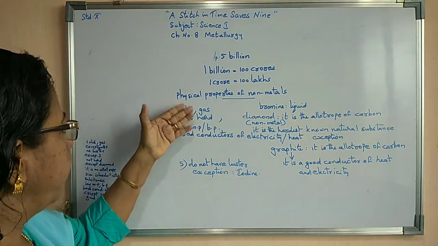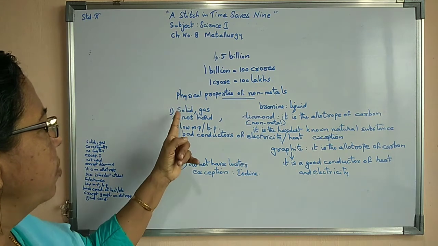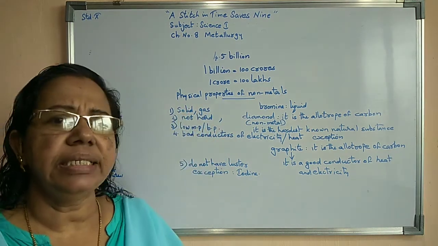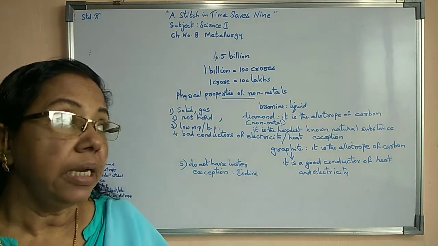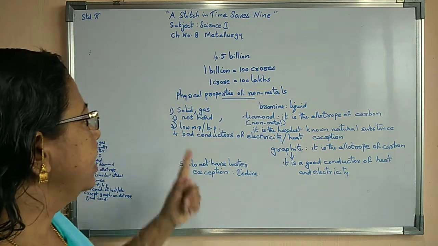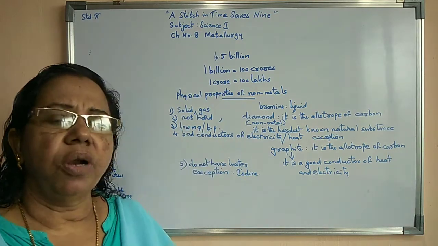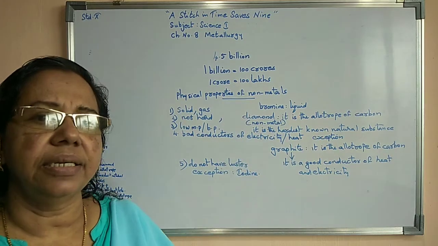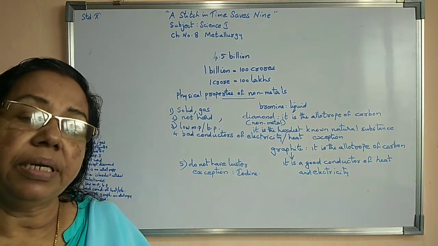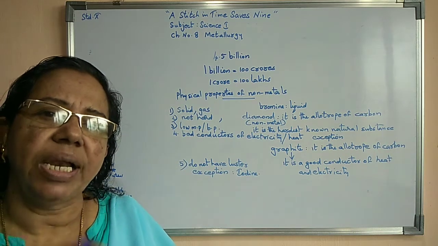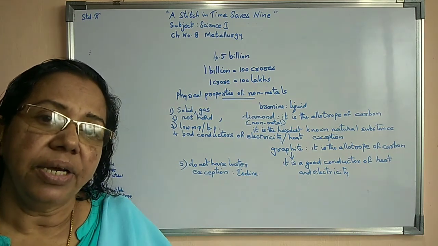Now, these are the different properties of non-metals. First property: they are available in solid as well as gaseous state, but there is one exception, bromine, which is available in liquid state. Second, non-metals are not hard, but there is one exception, diamond. Diamond is the hardest natural substance, and it is a non-metal.